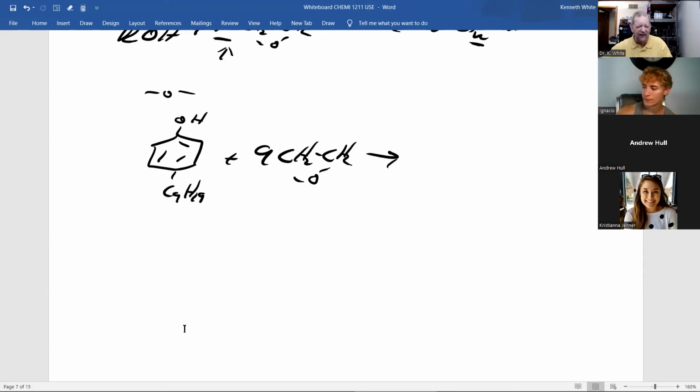I just told the class that the C9H19 is a CH2, CH2, a CH2, and a CH3. That won't react with ethylene oxide. And this benzene ring will not react with ethylene oxide, but this alcohol will.